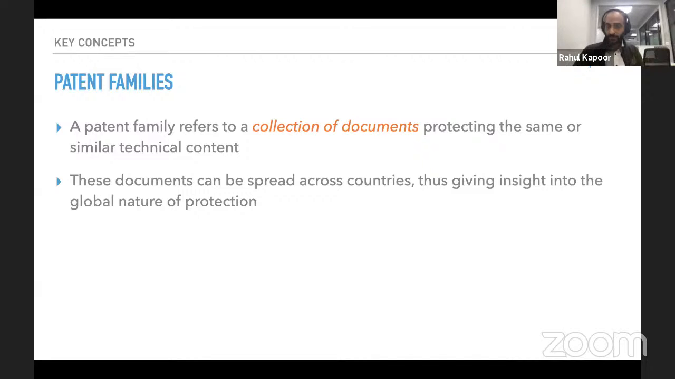And these documents can be spread across countries, and it gives a very good insight into how global the patent is, because it's very expensive to get patents in many countries. I'll see the chat in a bit. I've seen some chat messages, so just let me finish this. So basically, it shows how global a technology is, and it's also a good sign for finding valuable patents. If a patent family size is big, it's some blockbuster patent that the applicant is willing to spend a lot of money to get protection.